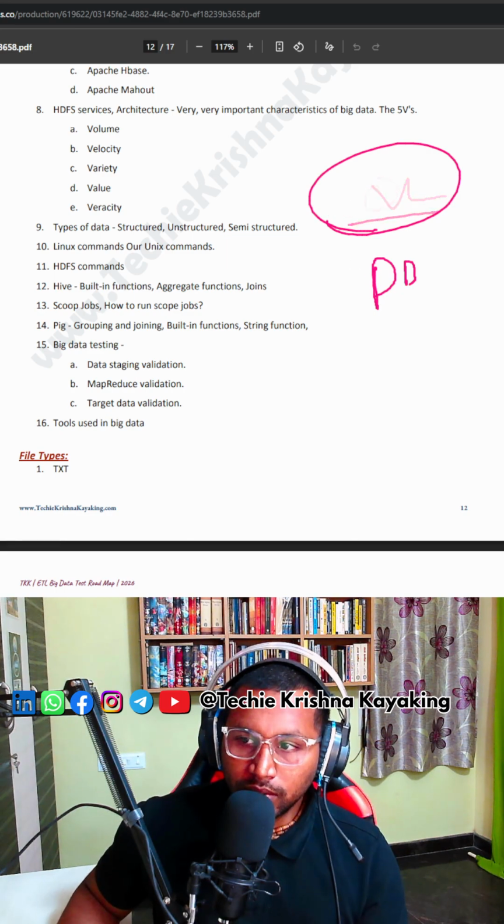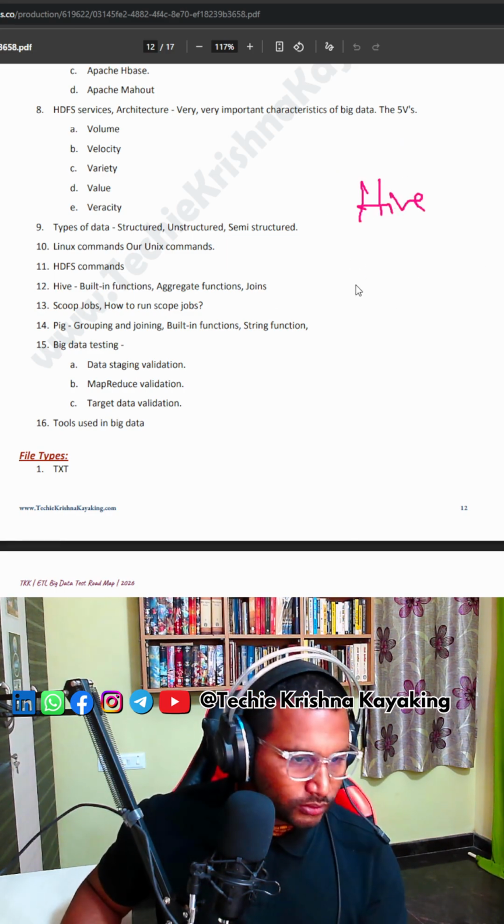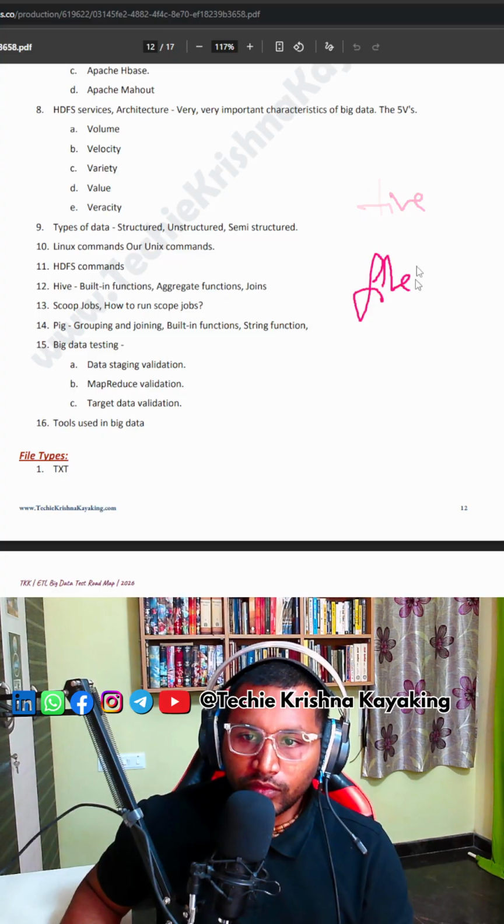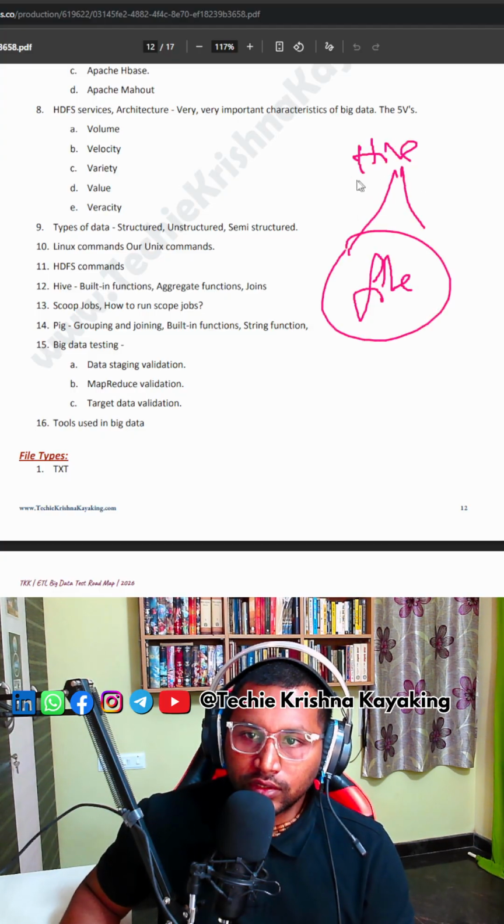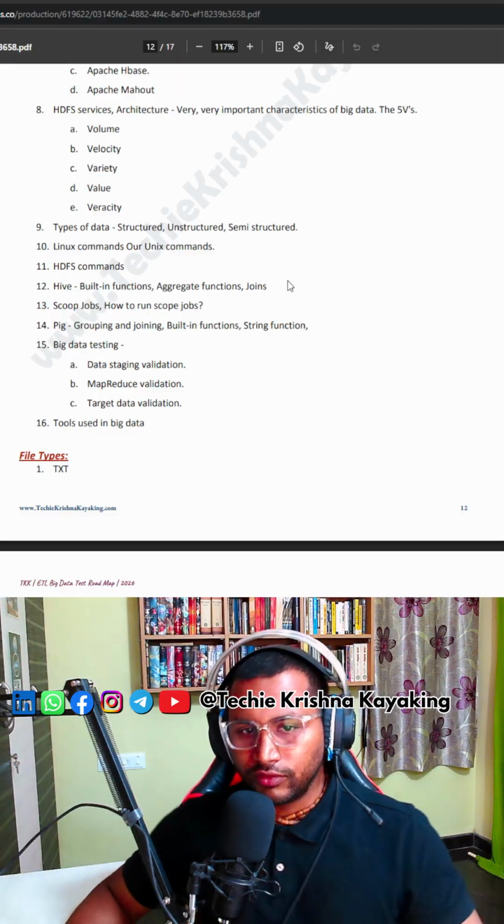Right? So similarly, Hive is basically written on top of a file. So this is a file on top of file. Hive is written, and this helps us to query the file. So that is the fundamental of Hive basically.